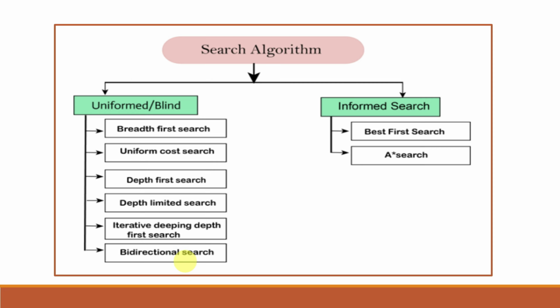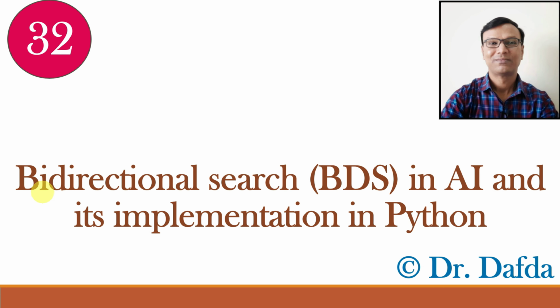This method is very interesting because instead of searching only from one side, it searches from both the sides at the same time. Starting with the name, bi means two and directional means directions. Which two directions? One from the start node and other from the goal node. So the search that searches from two directions simultaneously is called the bidirectional search.